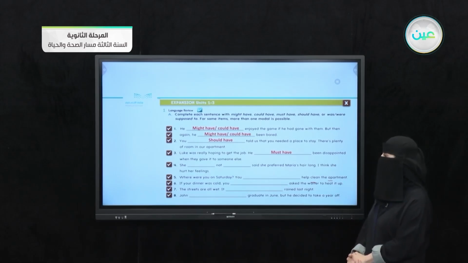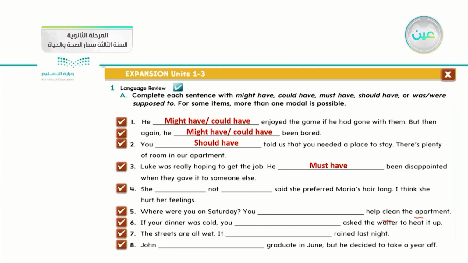Number four, she, space, not, space, said she preferred Maria's hair long. I think she hurt her feelings. So she should not have said she preferred Maria's hair long. I think she hurt her feelings.